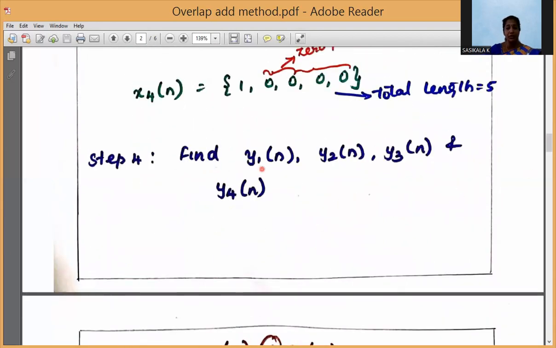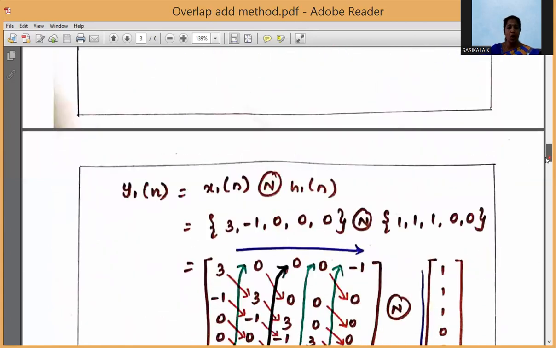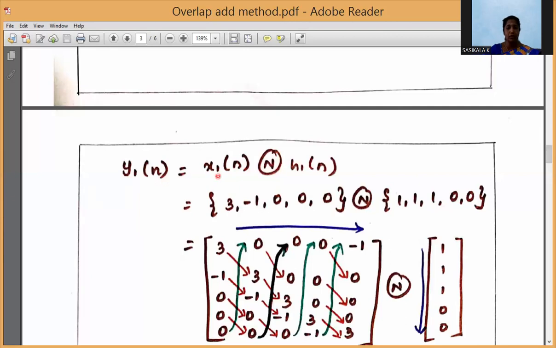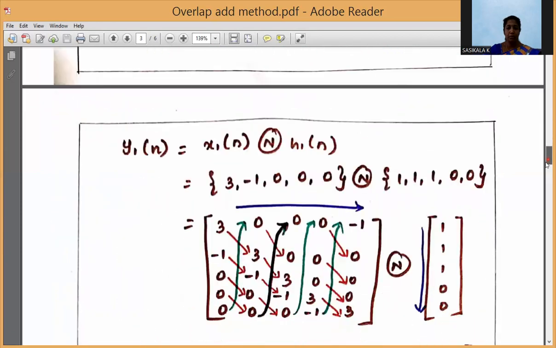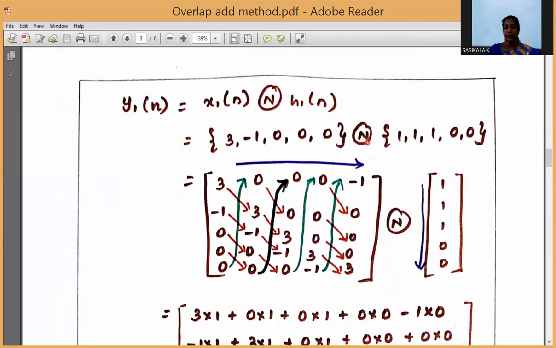Now step 4 is you need to find y1 of n, y2 of n, y3 of n, and y4 of n. Now what is y1 of n? y1 of n is equal to x1 of n circular convolution of h1 of n. So if n is encircled, then we'll call it as circular convolution. For circular convolution, both the data should be of same length. Now what is x1 of n? Your x1 of n is equal to 3, minus 1, 0, 0, 0. Circular convolution of h1 of n is 1, 1, 1, 0, 0.